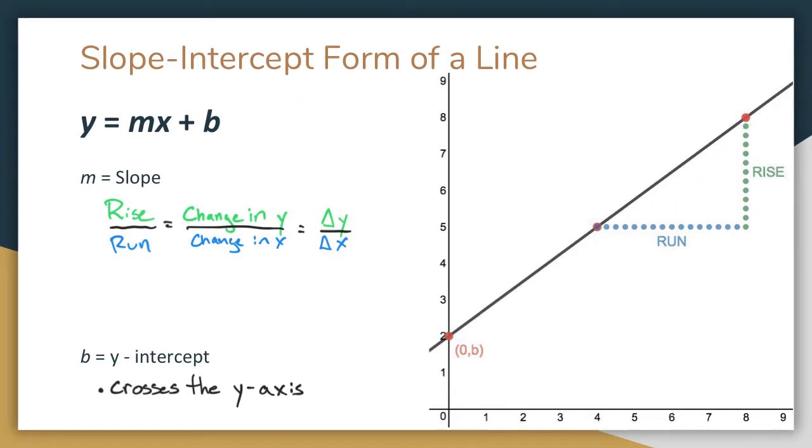So you have the rise and the run, which you find in your slope. That goes in for the m, and where it crosses the y-axis is the b. So let's look at a couple ways of doing these examples.